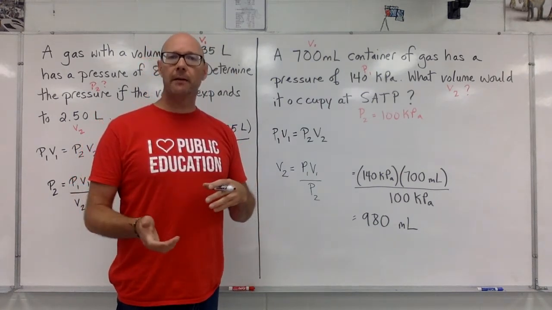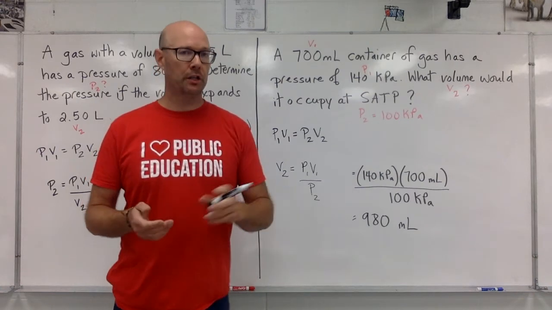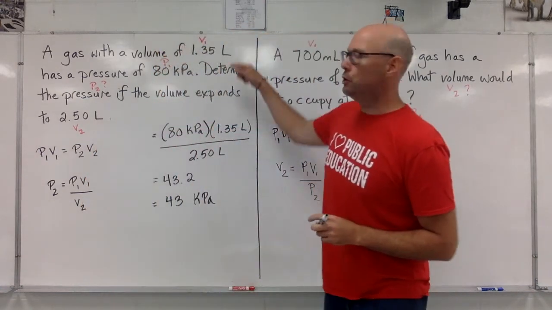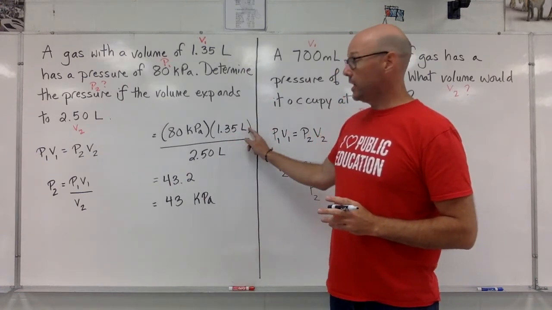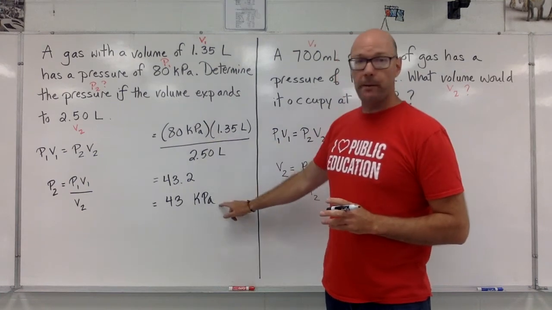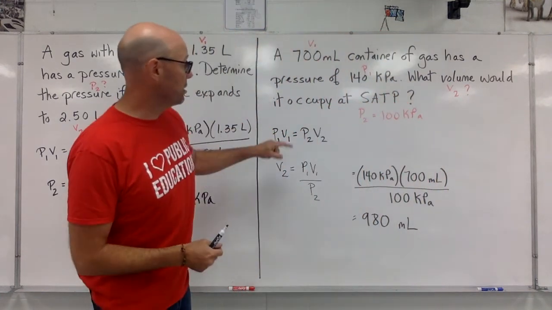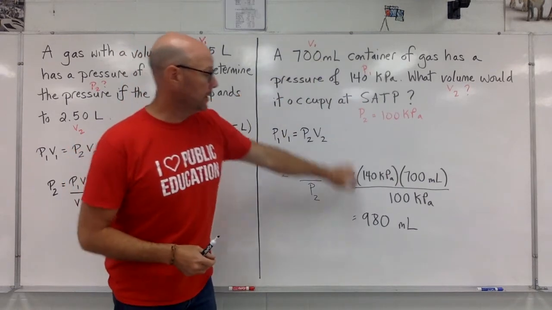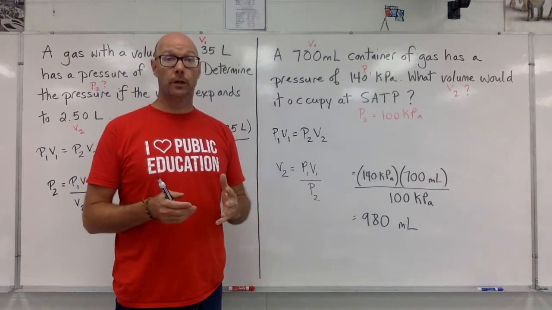I shouldn't really find myself doing much unit conversions when I'm working with Boyle's law. Look at the first example. The 2 volumes were in liters, and that's okay. They match. Those end up canceling, and look at those 2 kilopascals, they match as well. In the second example, the volumes were both in milliliters. 700 milliliters, 980 milliliters, that's okay. As long as they match, we're good.